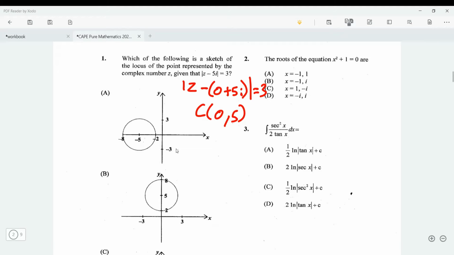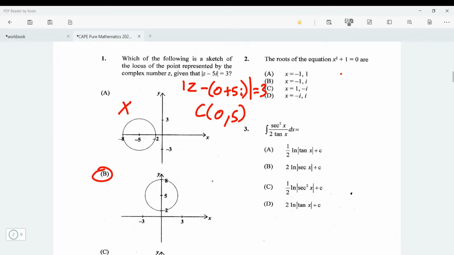So go look which option is that. (0, 5), option A out. (0, 5), x is 0, y is 5, that looks like option B. So number 1 is option B. Nice. Number 2 says the roots of the equation x squared plus 1 equals 0 are.